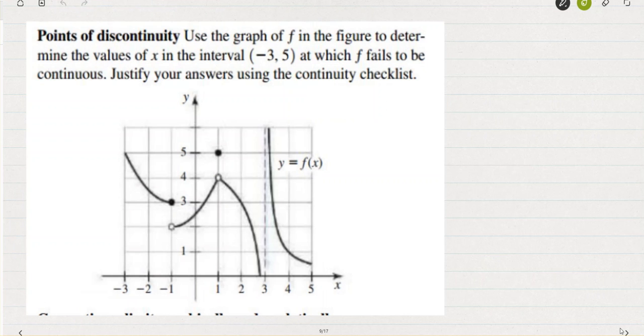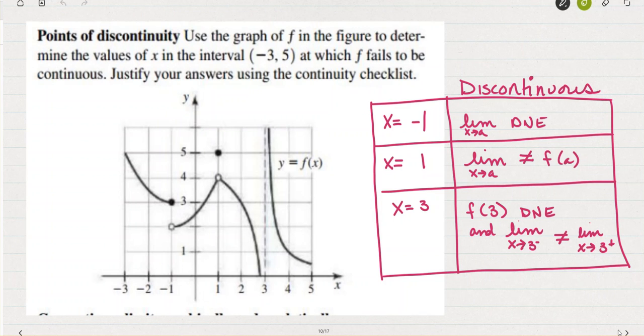Points of discontinuity. Use the graph to find where we have a problem with continuity. We have a problem here, here, and here. Let me show you why each of those is a problem. At x equals negative 1, the limit doesn't exist. At x equals 1, the limit exists and the value of the function exists, but they're not equal. And at x equals 3, the limit doesn't exist because as x approaches 3 from the left, we're approaching negative infinity. From the right, it's positive infinity. And also, f of 3 doesn't exist.